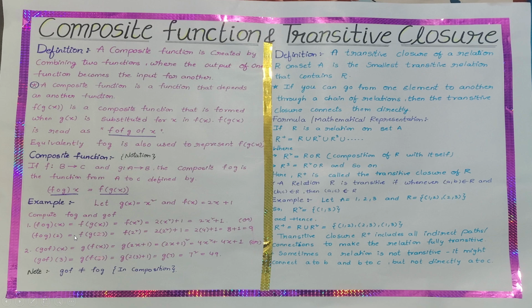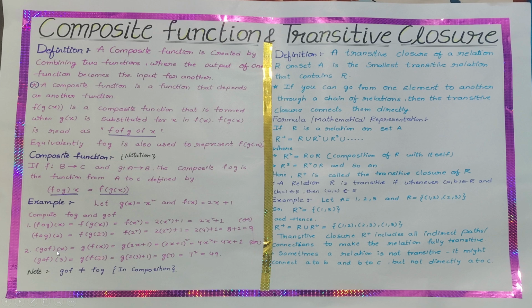Otherwise, we can also give a value here, that is 2 or 3, whatever it may be. F of g of 2. F of 2 square. X square means 2 square. 2 square is 4. 2 into 4, 2 4s are 8. 8 plus 1 equals 9. The answer will be 9. Here we can compute f of g or else g of f also.